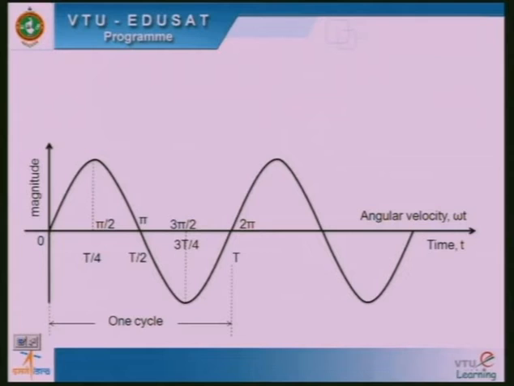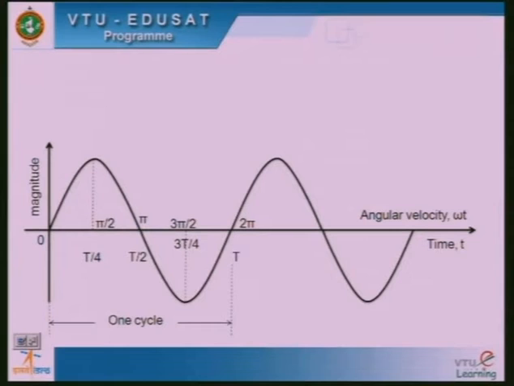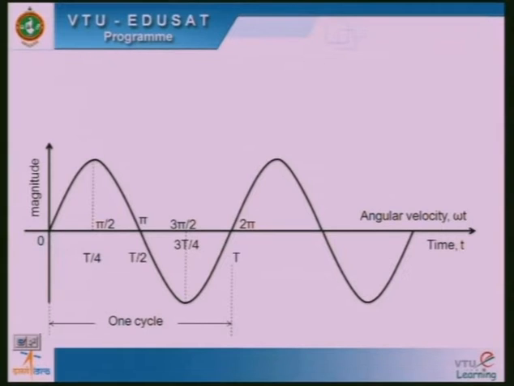This period we can also measure in radians. When I measure in radians, 0 to 2 pi is the time for one cycle, and 0 to pi is the time for the half cycle, that is the positive half cycle.